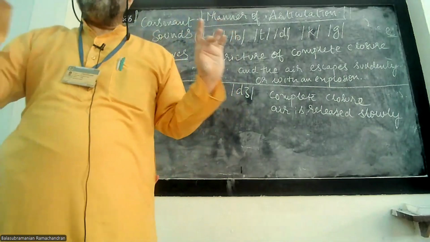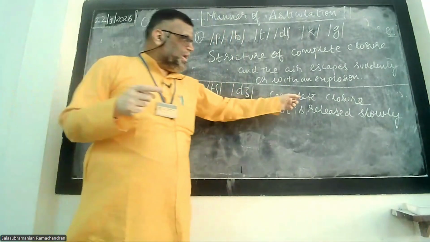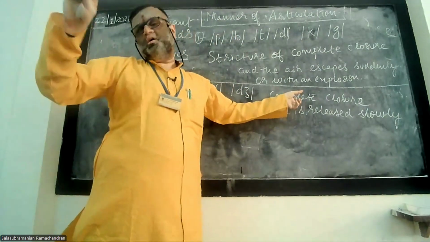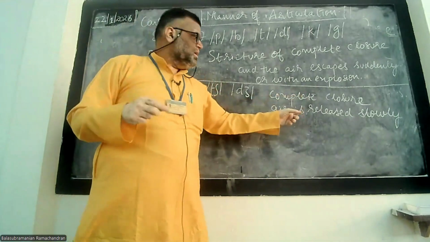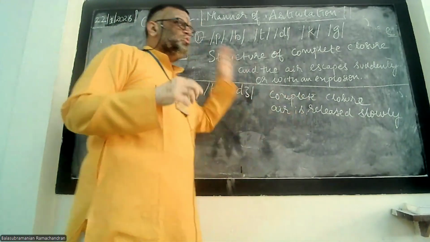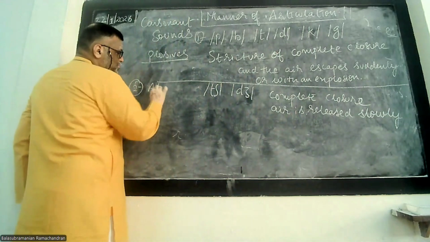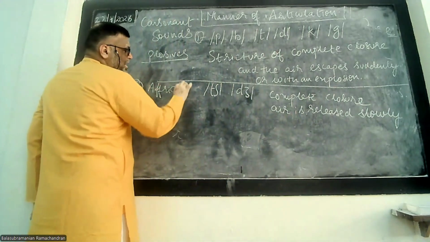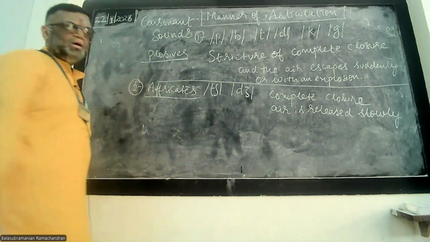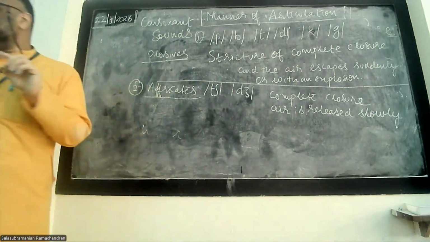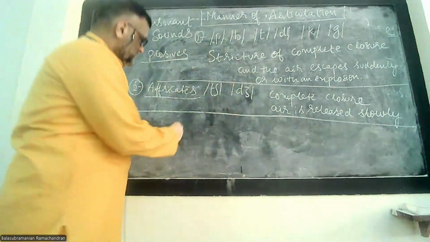Okay, so there is complete closure, but the air is released slowly. So we call this affricate. These are called as affricates. A-F-F-R-I-C-A-T-E-S.